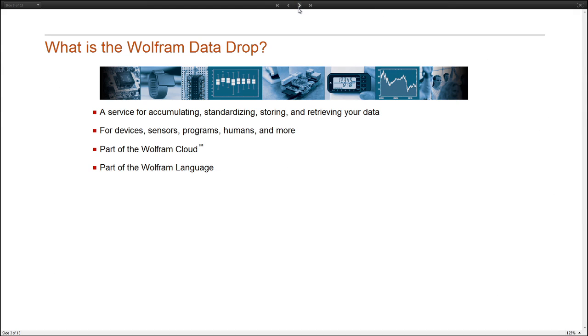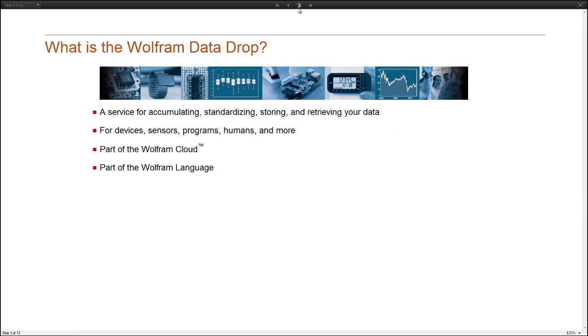Like I said, Data Drop is a service for aggregating data, but it doesn't just aggregate data. It also standardizes it and gets it into WDF. So you can get all of your entities as entities, dates as dates, geolocations as Wolfram geolocations, and quantities as physical quantity objects. It standardizes it into the format that allows you to do all of our great analysis with it.